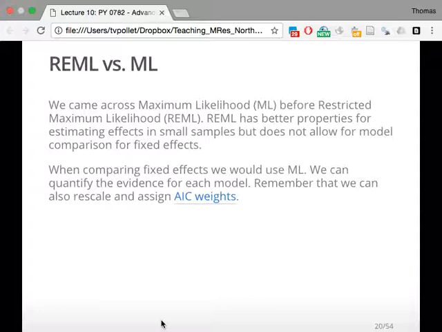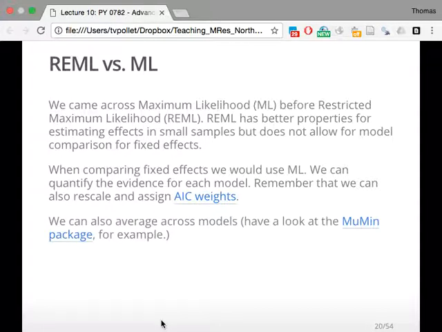If you want to find out more, you can read that paper that I sent you about AIC weights. What we can also do, and I won't go into detail, is average models. So suppose we found some models and they're very close models and we can't distinguish between those. We can average the coefficients from those models and then see what they look like.